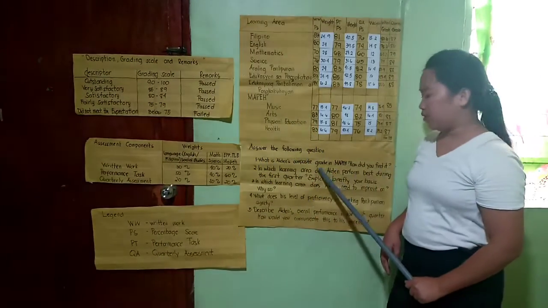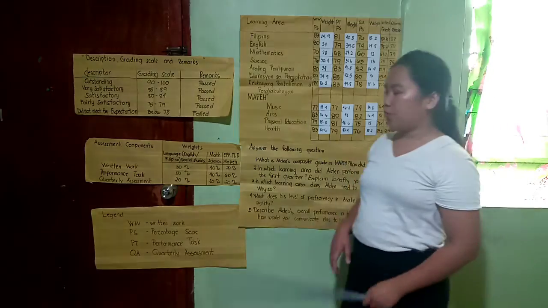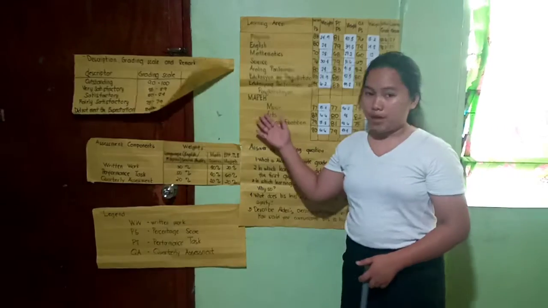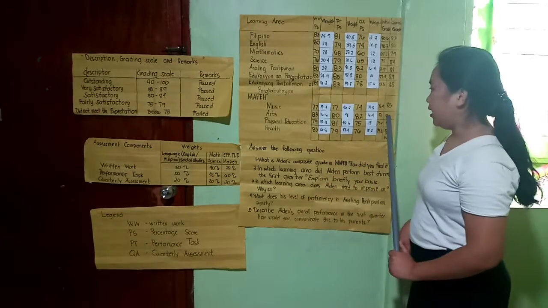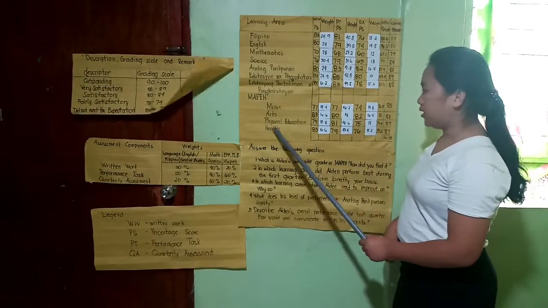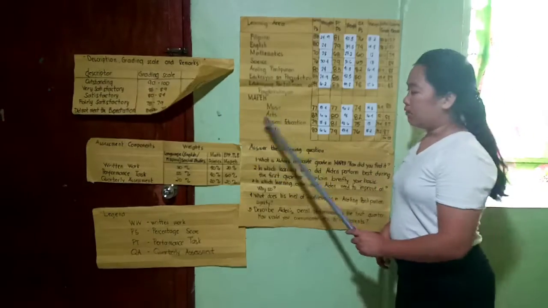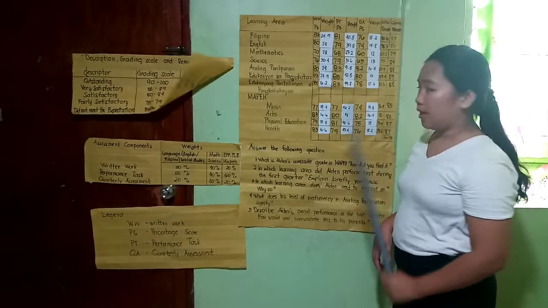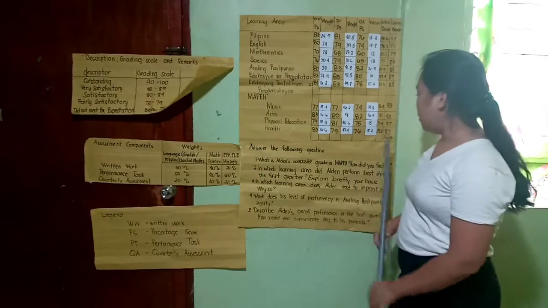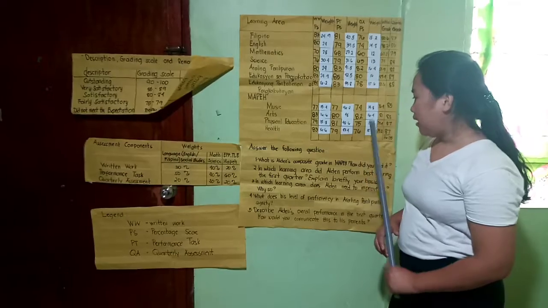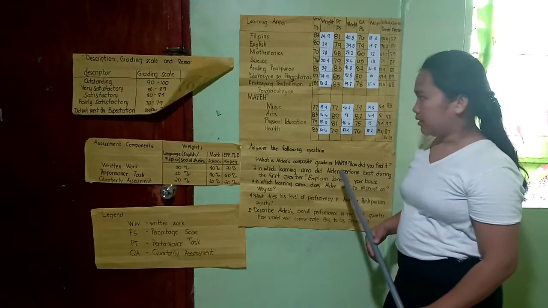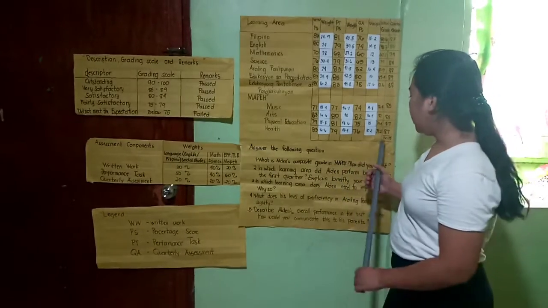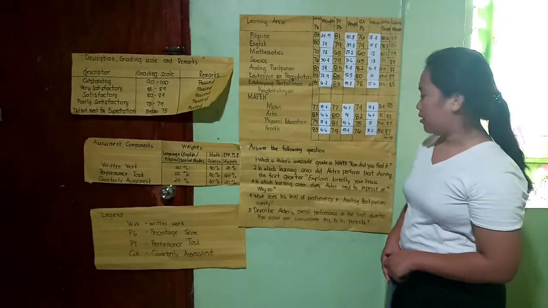Answer the following question. What is Alden's composition grade in MAPE? How do you define it? So the composition of grade in the learning area of MAPE, which is Alden's got an 85 grade of music, 88 grade of arts, 87 grade of physical education, 87 grade of health. I will be adding these 4 and dividing it by 4, a result of 86.75. So in this area, grade of MAPE, Alden is good. He got a very good grade.